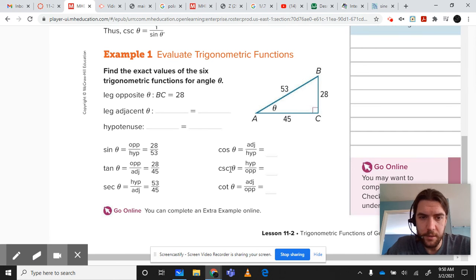The cosecant, which is the flipped version of sine, would just be these numbers flipped over. It'd be 53 over 28. And cotangent would be your tangent flipped over, so it'd be 45 over 28, right? The adjacent side over the opposite. And that's all it would take to fill out these answers when you're given these values and you don't know what the angle is, right?